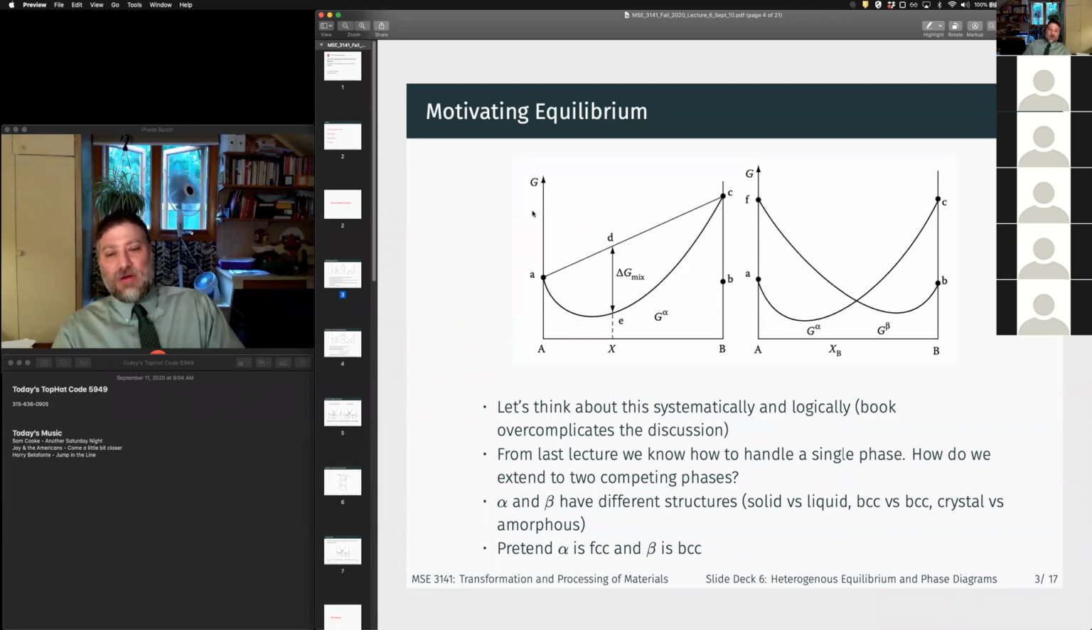Okay, so how do we motivate this notion of equilibrium? This is an area where the reading really overcomplicated the discussion. We know how to handle a single phase. We know what the Gibbs free energy of mixing looks like. We know if we're going to have solubility or phase separation. But how do we extend to stability and equilibrium when we have two competing phases?